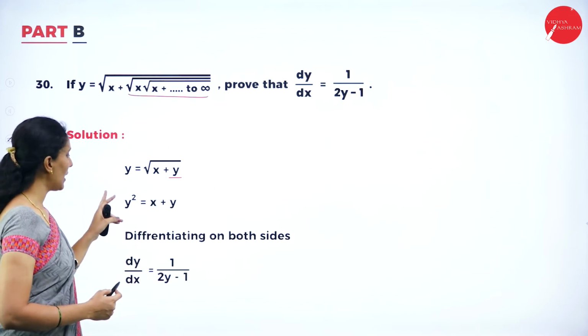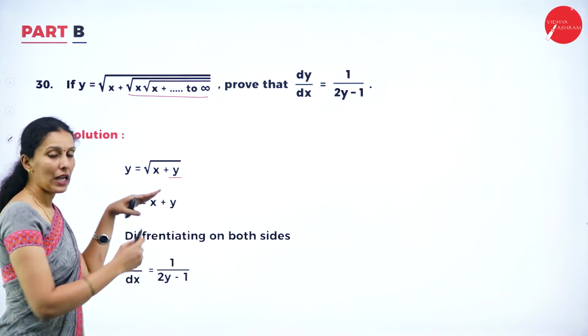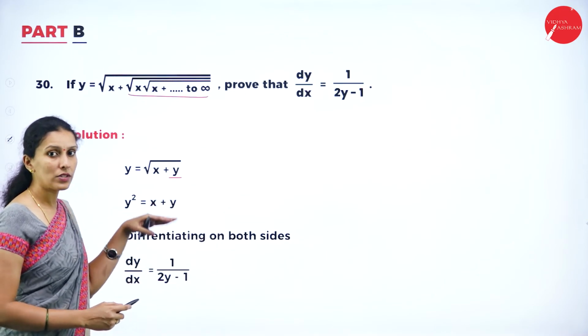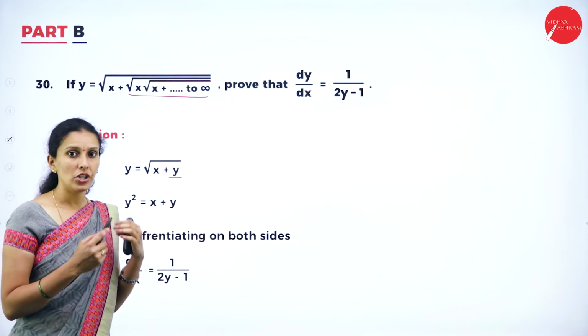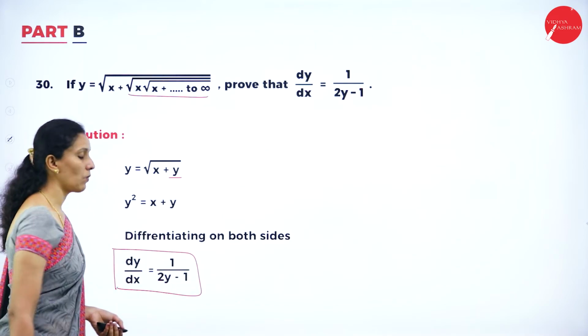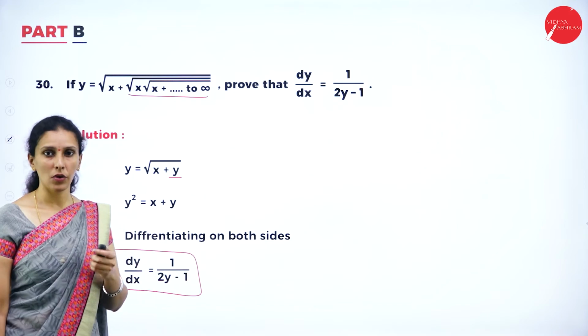Squaring on both sides, I'll get y square is equal to x plus y. Then differentiate on both sides. After differentiating on both sides and evaluating each and every term, you will get the final answer dy by dx is equal to 1 over 2y minus 1.